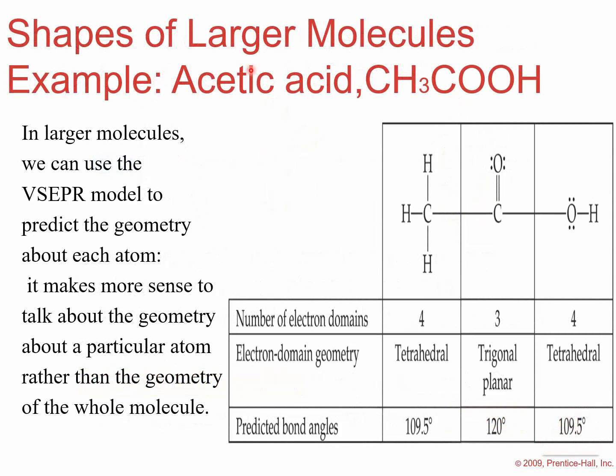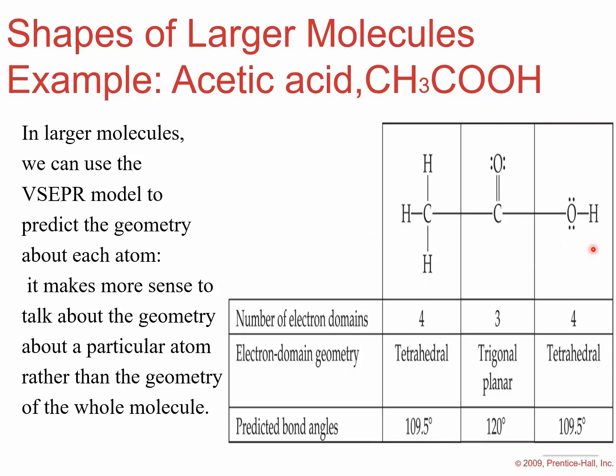Now let's look at shapes of larger molecules. Example, acetic acid, CH3COOH. In larger molecules, we can use the VSEPR model to predict the geometry about each atom. It makes more sense to talk about the geometry about a particular atom rather than the geometry of the whole molecule.